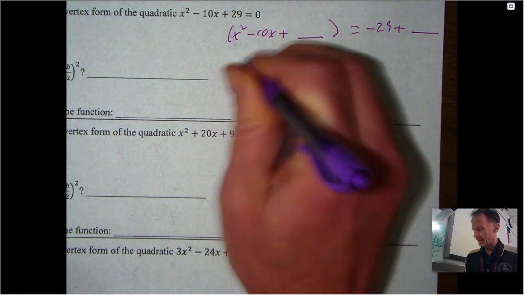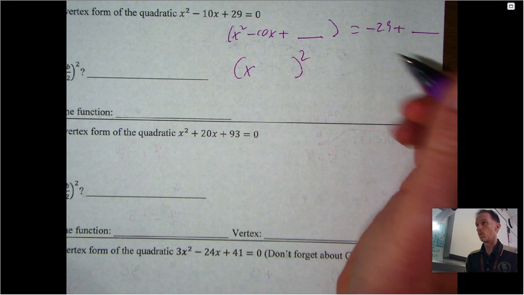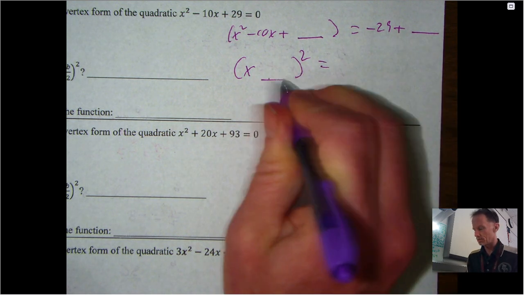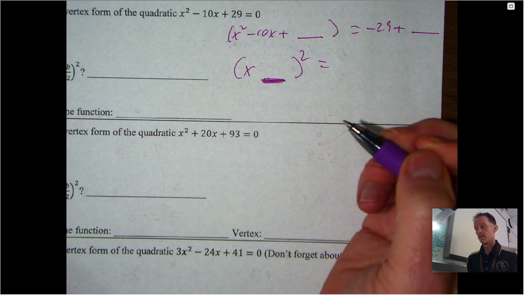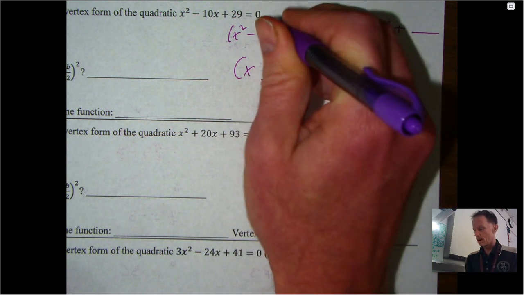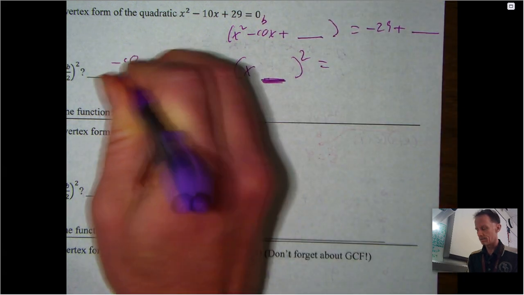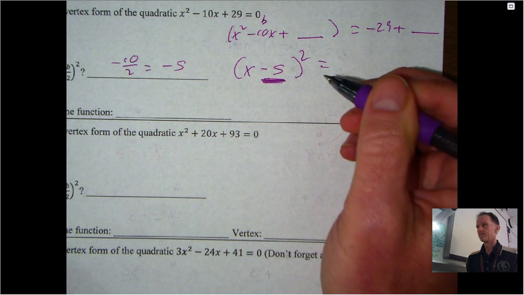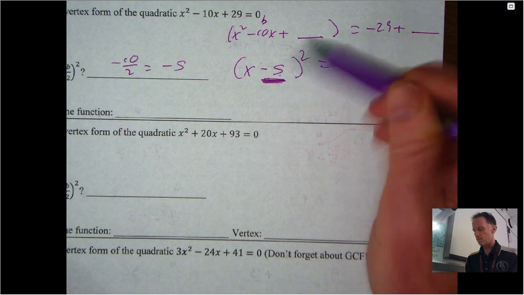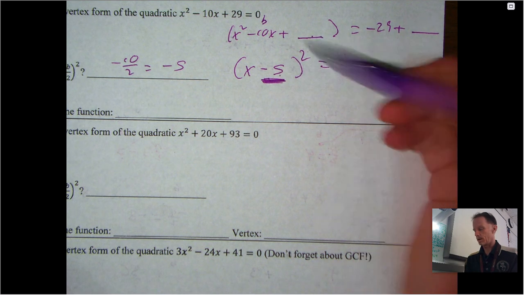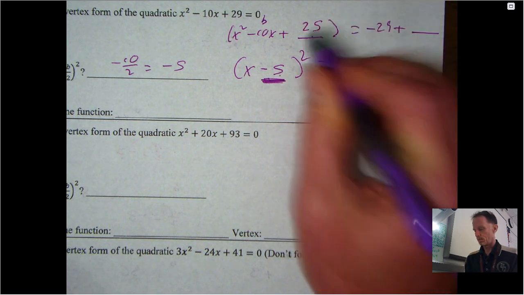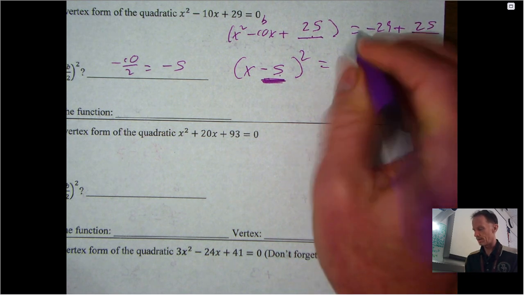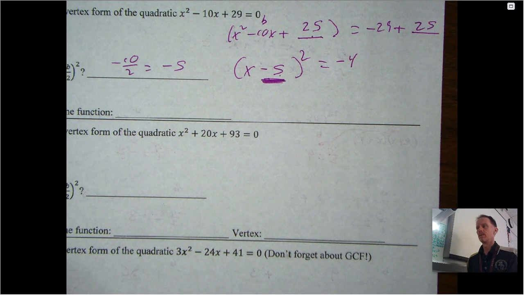And then I want it to look like x and something quantity squared equals whatever happens. And again, we want this space right here first. So it's always that b over 2 value. So in this case, negative 10 over 2 would be negative 5. It's going to go right here. And then if that's our negative 5, what goes here? We always square it. So that's 25. And whatever we do to one side, do to the other. Clean it up. Negative 29 plus 25 is negative 4. And there we have it.